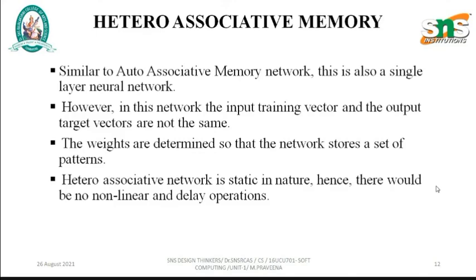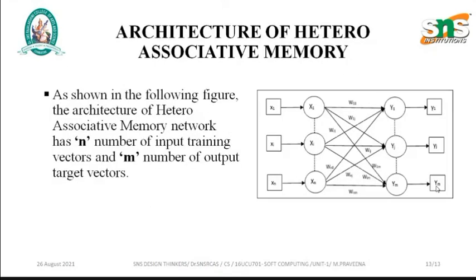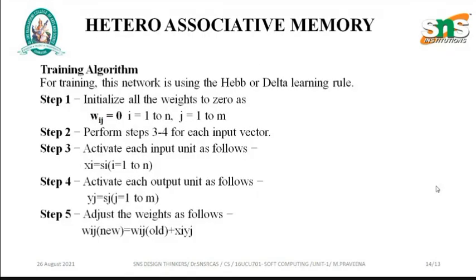The hetero associative memory is static in nature, it does not change. Hence, there would be no non-linear and delay operations. This is the example, you see the figure. There are n inputs we are providing, but there will be m target output vectors. Let's see the training algorithm.